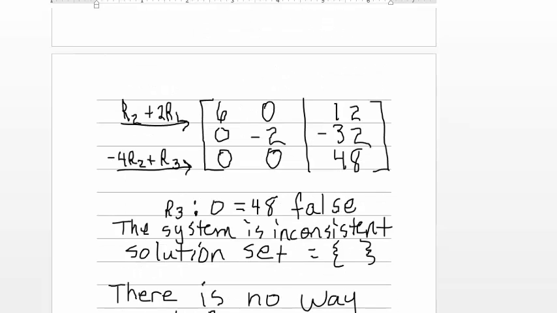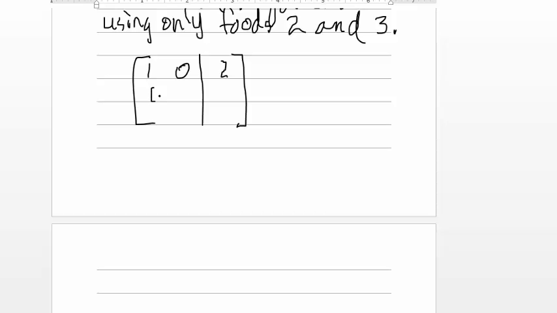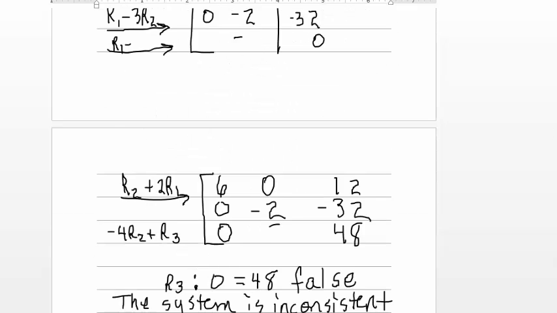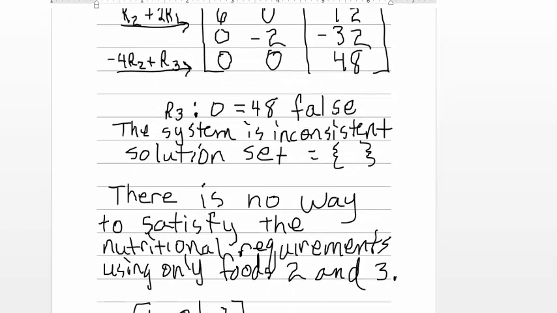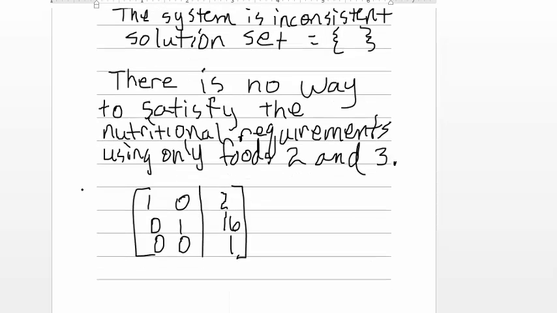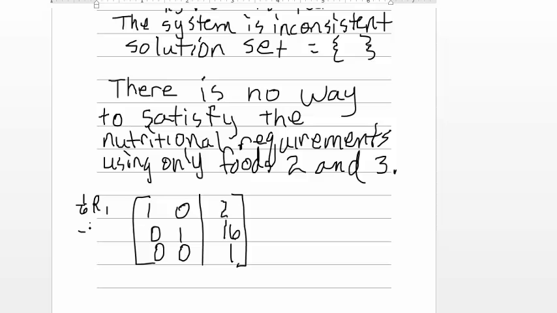Now, if I take this all the way down to reduced echelon form by getting my 1s on my diagonal elements, I divided row 1 by 6, row 2 by -2, and row 3 by 48.